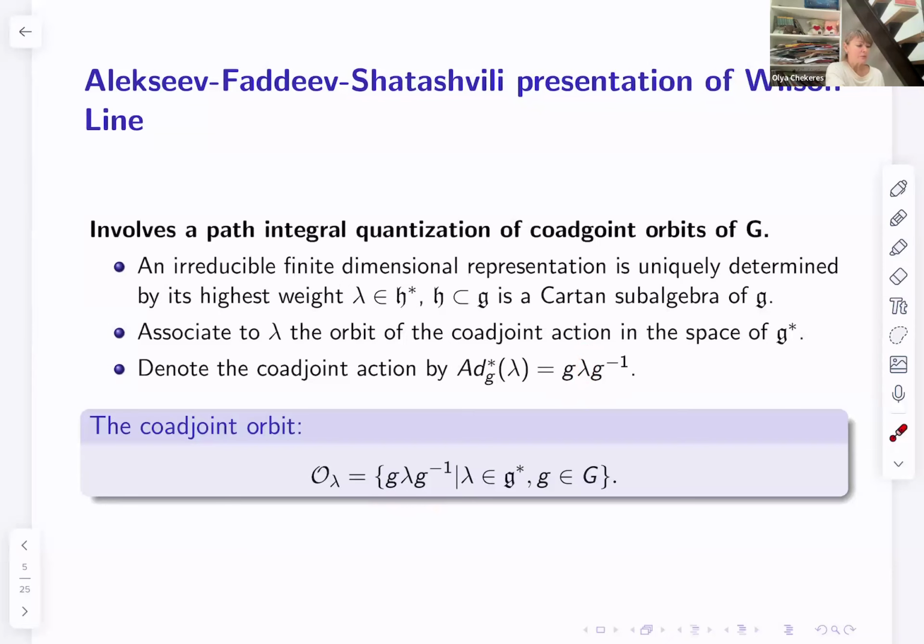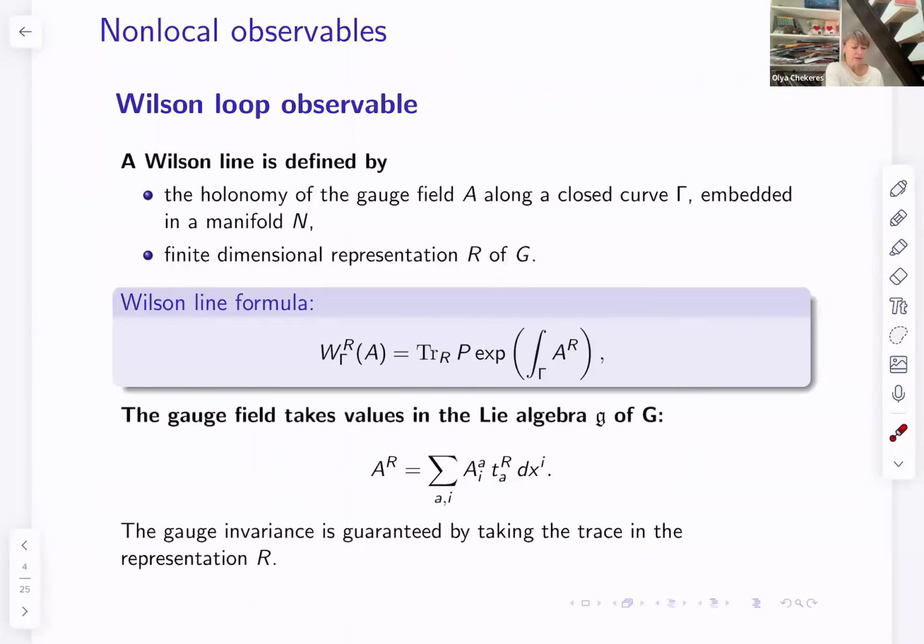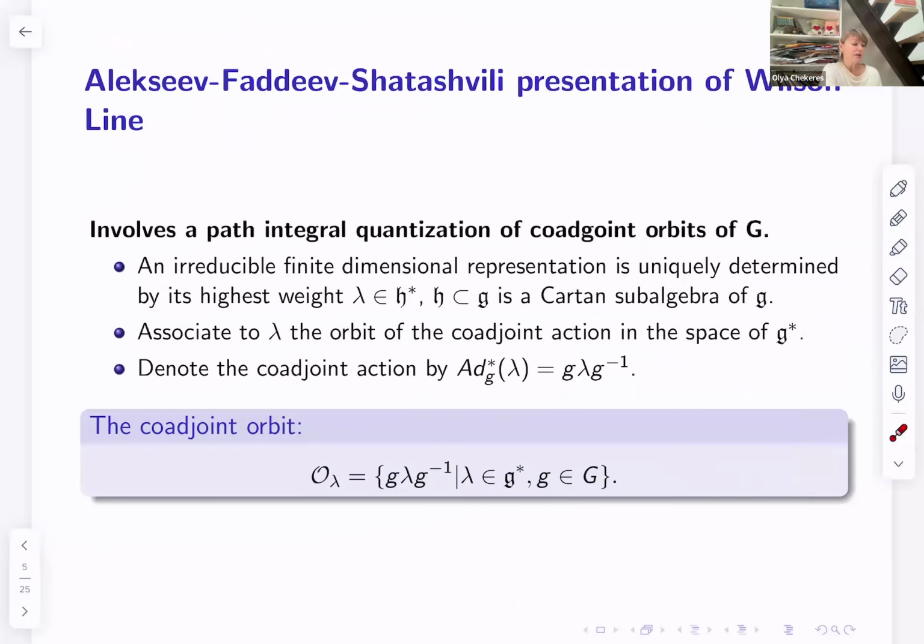And then, to put in correspondence the quantization of coadjoint orbits and Wilson lines, it was necessary to put into correspondence the Hilbert space of a quantum system and the representation, and it was done. The finite dimensional representations provide a Hilbert space, and at the same time, as was noticed by Kirillov, they are in one-to-one correspondence with integral coadjoint orbits.